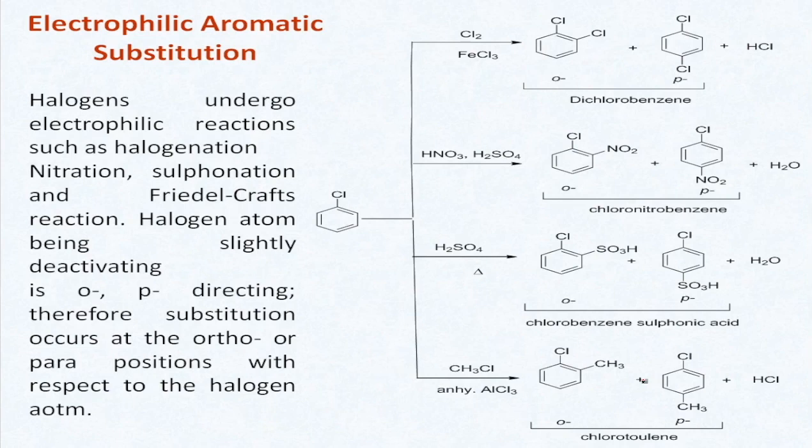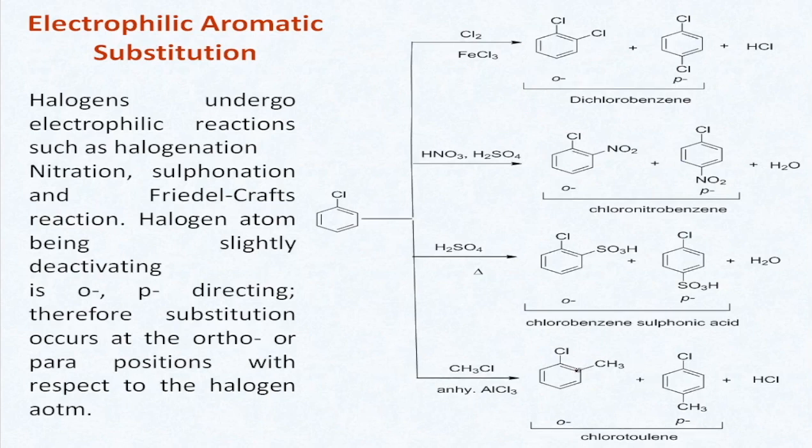Electrophilic aromatic substitution. Halogens undergo electrophilic reactions such as halogenation, sulfonation, nitration, and Friedel-Crafts reaction. The halogen atom, being slightly deactivating, is ortho-para directing. Therefore, substitution occurs at the ortho-para positions with respect to the halogen atom.